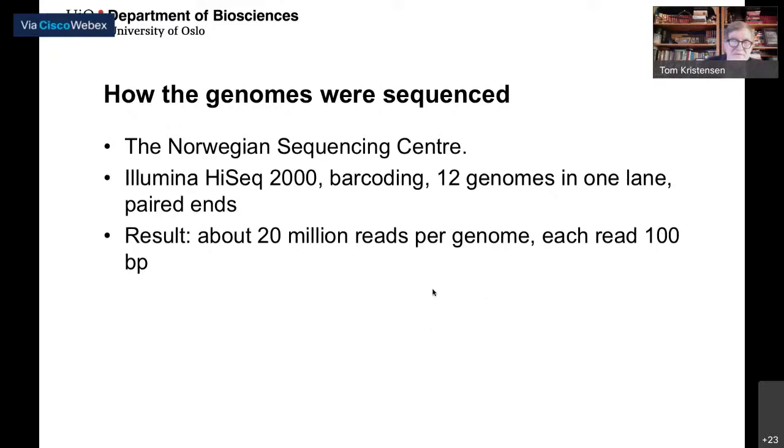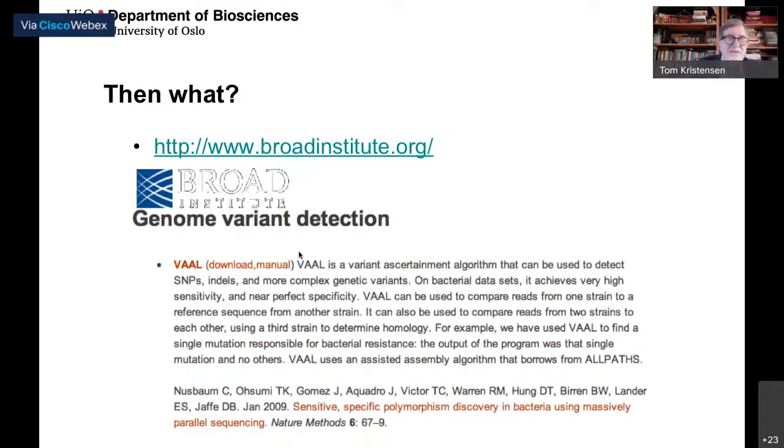And we multiplexed. We used altogether 12 genomes. 5 of them were from our resistant mutants, and the 7 others were from some other group who also wanted to sequence some bacterial genomes. And the result was 20 million reads per genome, each of the reads about 100 base pairs. So more than enough sequence to discover if we had any differences. So we had a lot of sequence from the mutants.